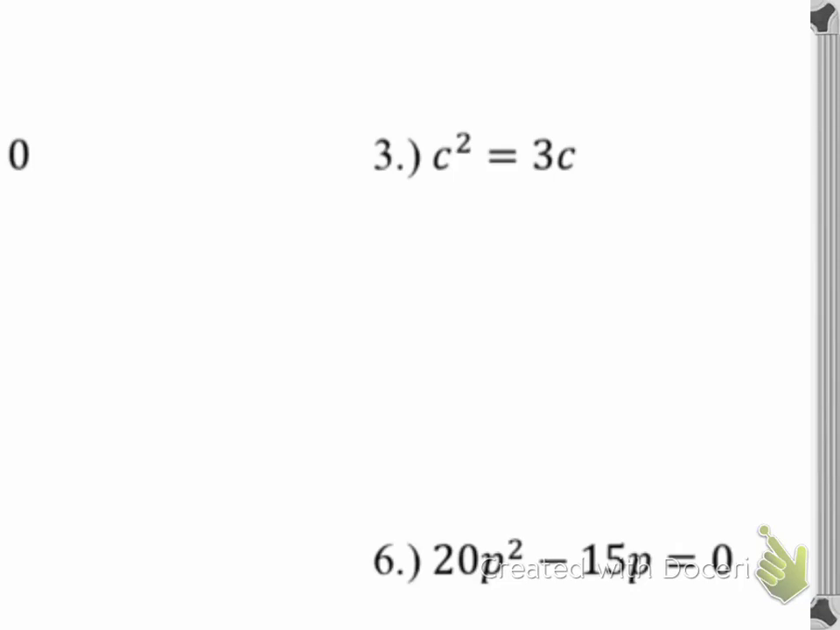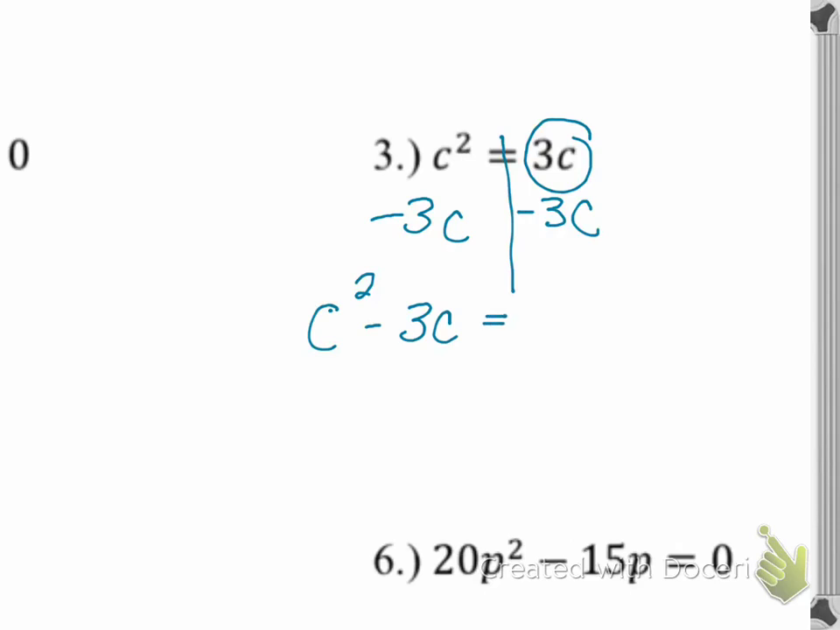So my objective before I can start factoring is I need to get this to be equal to 0. So I need to move that 3c over to the other side. So I'm going to subtract 3c from both sides, and I get c squared minus 3c is now equal to 0. Okay, so now I only have 2 terms. So my only option in factoring is factoring out a GCF. That GCF is c. So when I factor that out, that leaves me with c minus 3, and the whole thing is equal to 0.